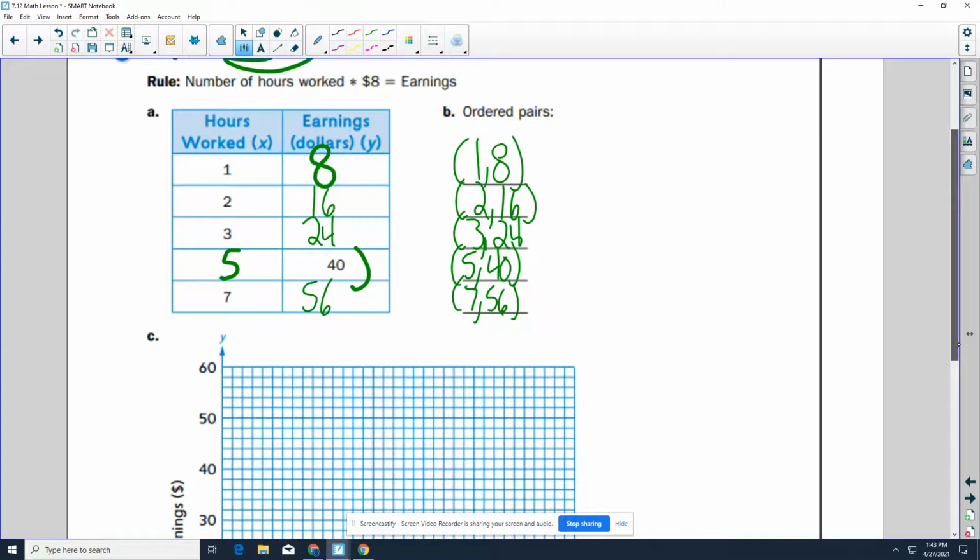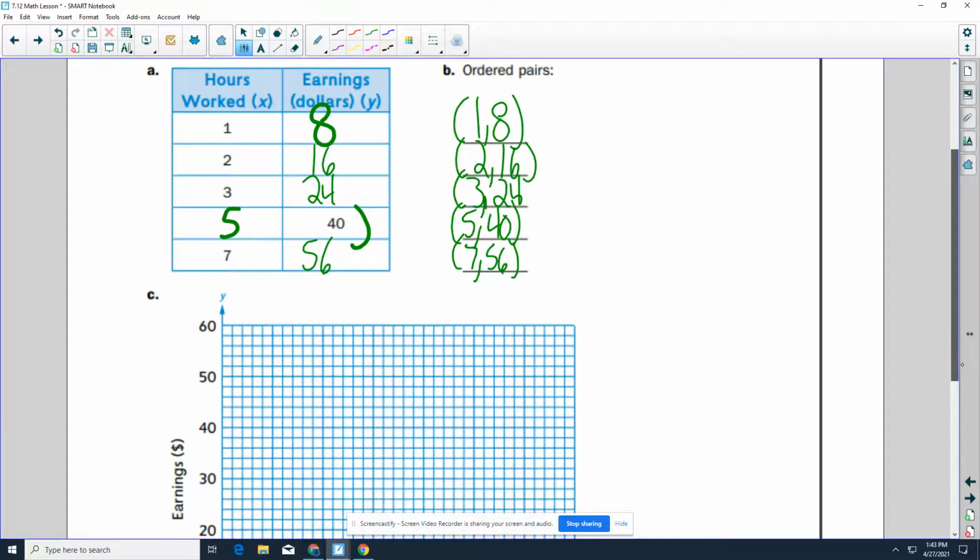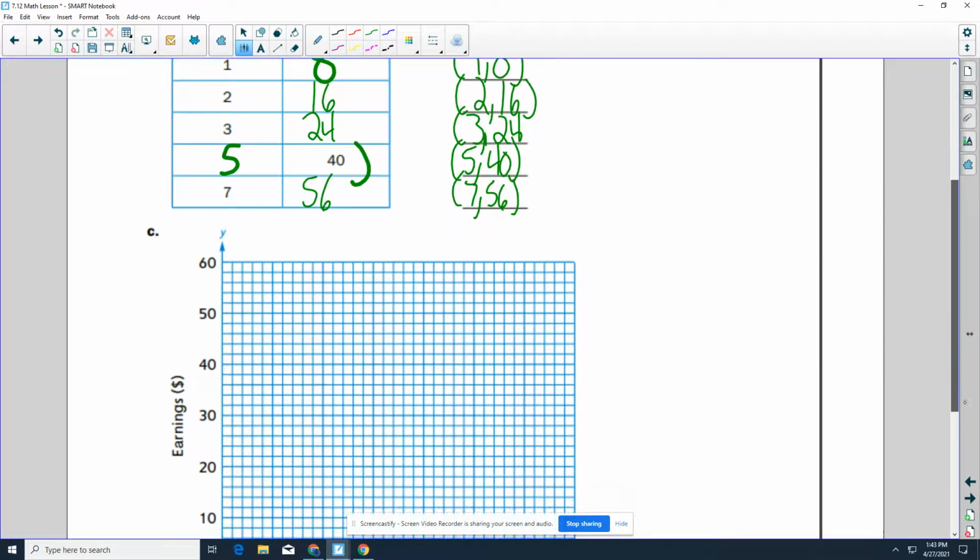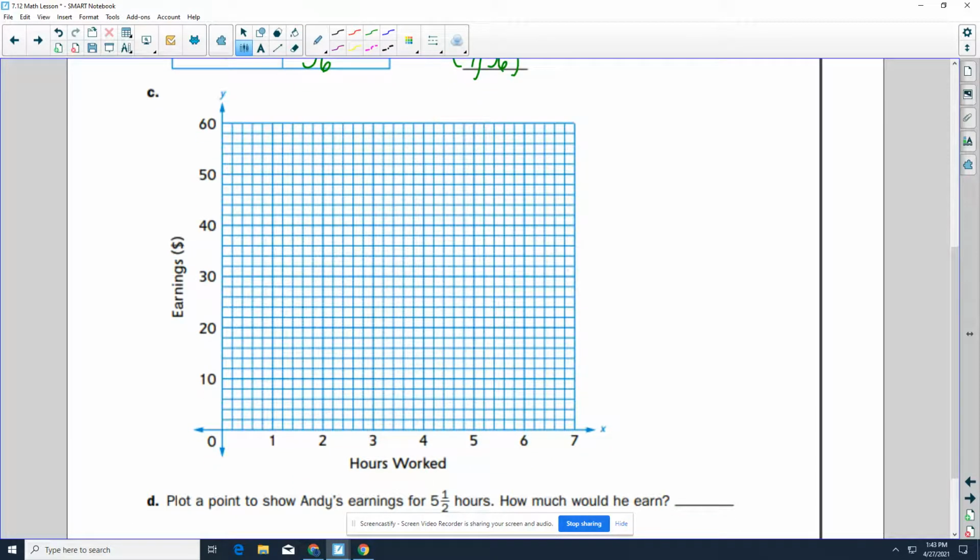Okay, so now we want to plot the ordered pairs here. The first one is 1 hour and then $8. If you look here on the y-axis, this is our earnings and this is our hours worked. The other thing I want to notice is the squares. I need to see how many go from 0 to 10. 1, 2, 3, 4, 5. So if I count by 2s, it should give me the 10. 2, 4, 6, 8, 10. So I know that each one goes by 2. That will be helpful when I'm counting up if I don't have exactly 10.